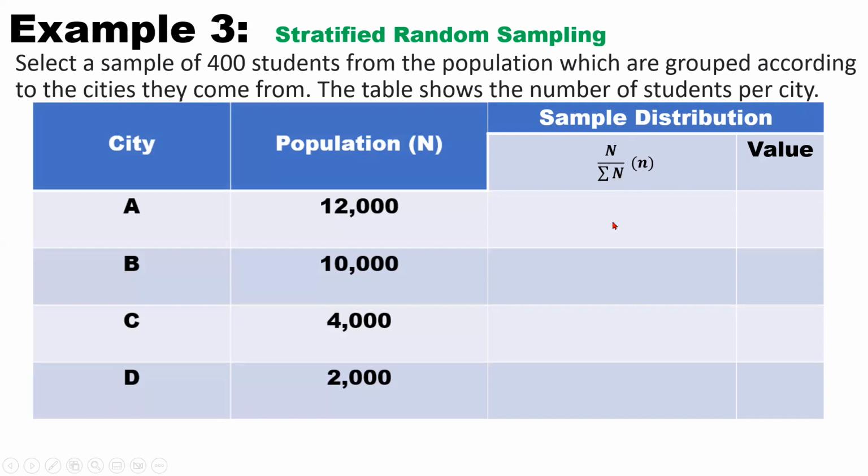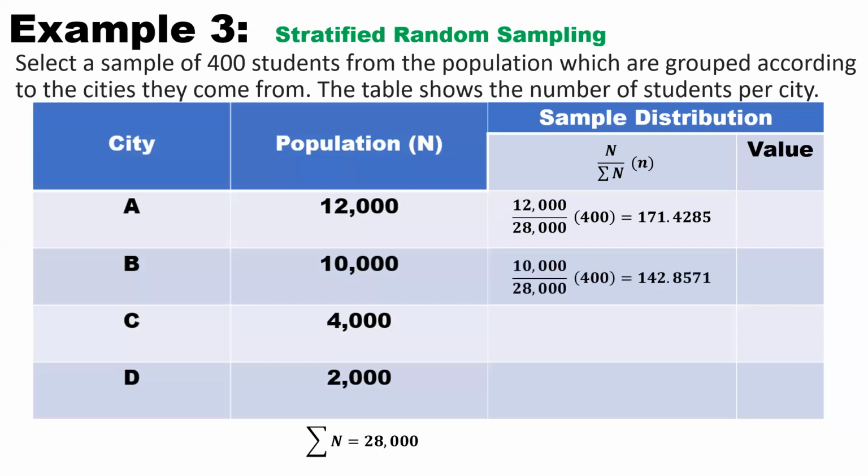Okay? So what is the total of our population? 12,000 plus 10,000 plus 4,000 plus 2,000 is equal to 28,000. So for our first example, magiging 12,000 divided by 28,000 times 400, which is the sample size we need. So we have 171.4285.